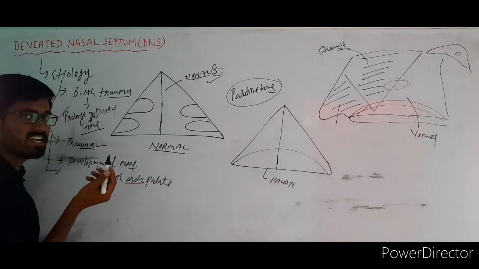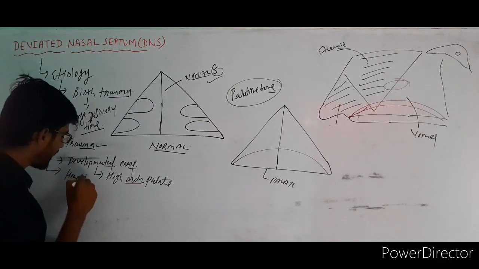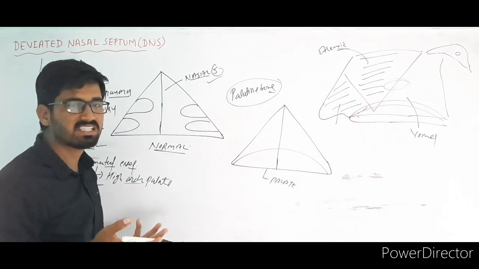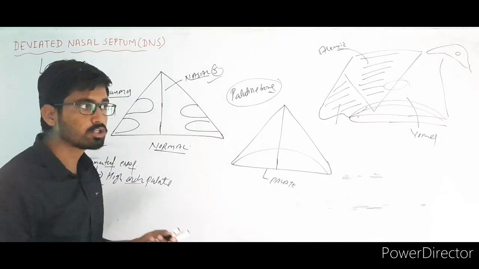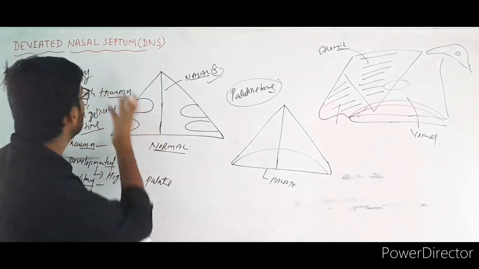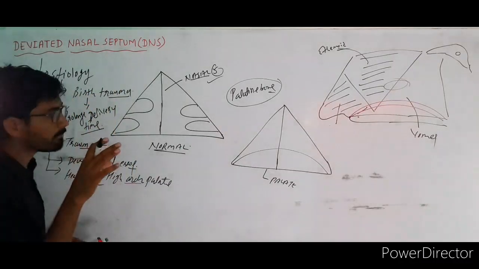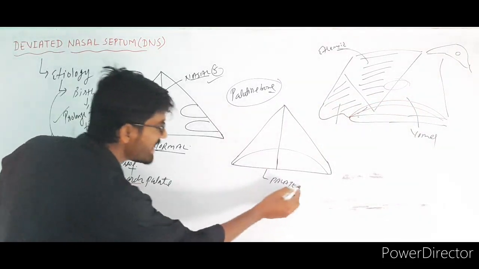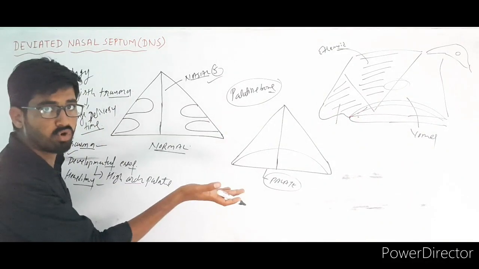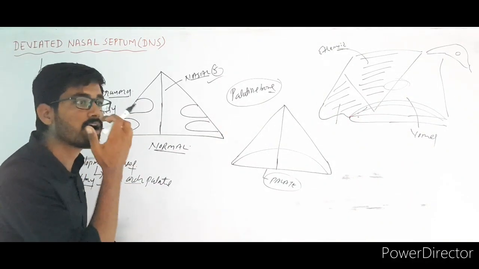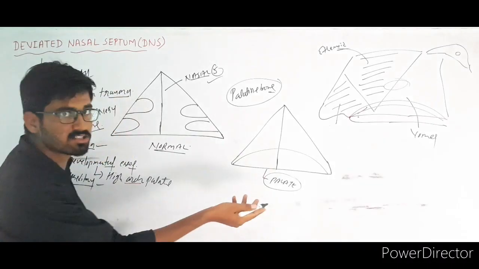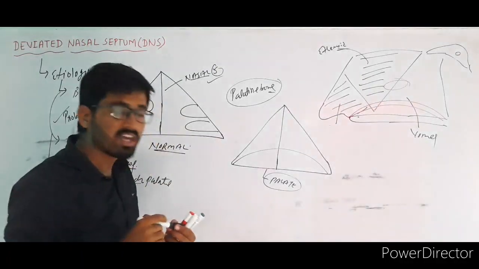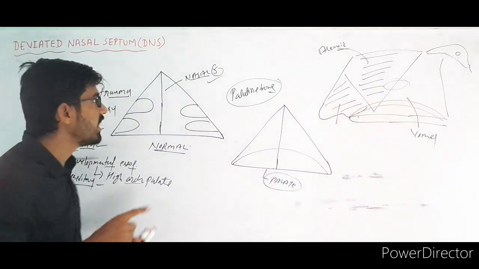Next cause is heredity. If there is a hereditary cause, in one family two, three, four members are affected by this deviated nasal septum. So these all are the etiology. The examiner can ask, developmental error, tell me how. So you have to tell, sir, the palate forms the base of the nose, and here is the nasal septum. If there is a high arch, the structure will be compressed, and that leads to a deviated nasal septum. Over.